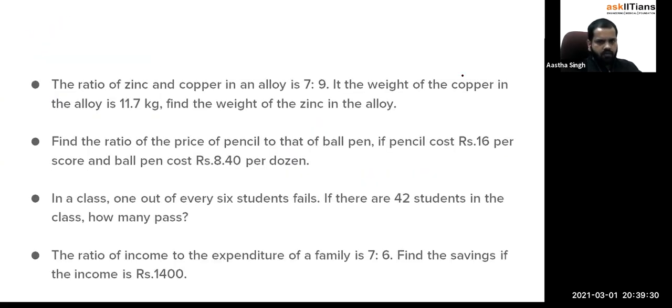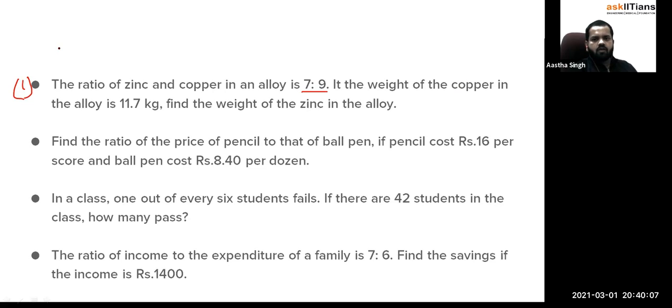So, guys, questions are given to you. Just try to do it by yourself first, then see the solution, how I am doing it. Okay. So, the first question says the ratio of zinc and copper in an alloy is 7:9. An alloy means a mixture. You can take this as a mixture. So zinc and copper in the alloy are in the ratio of 7:9. If the weight of copper in the alloy is 11.7 kg.